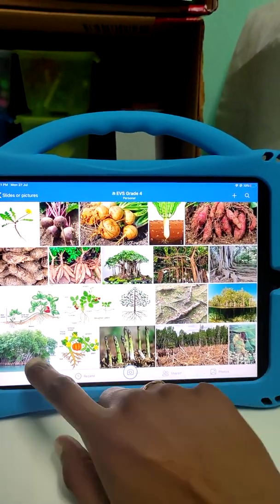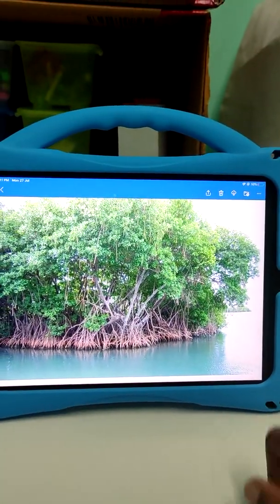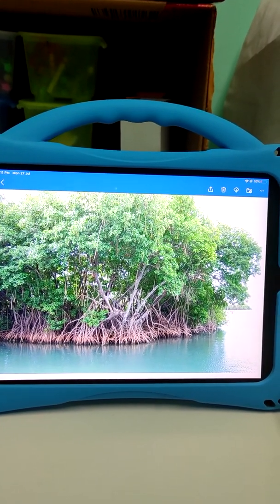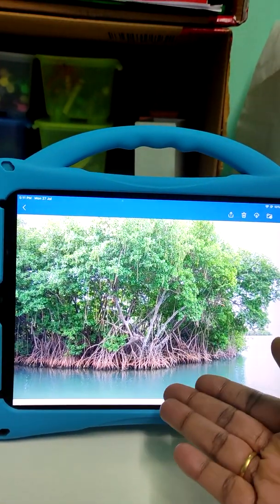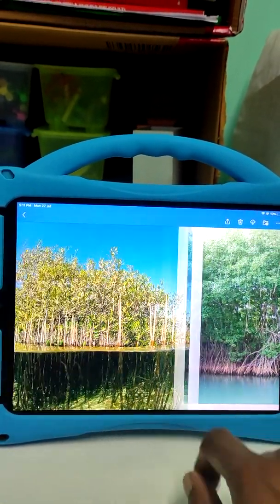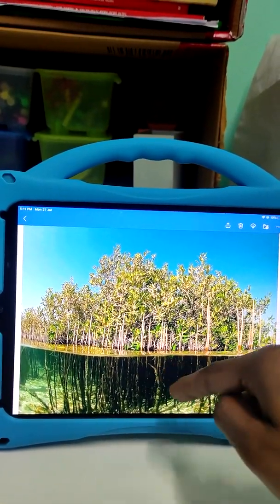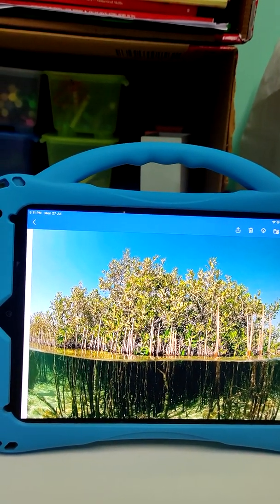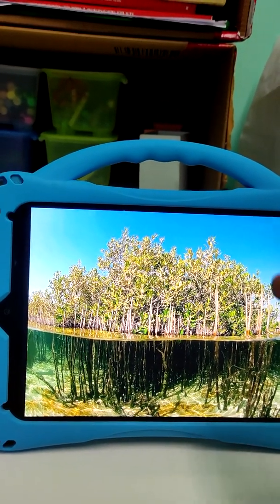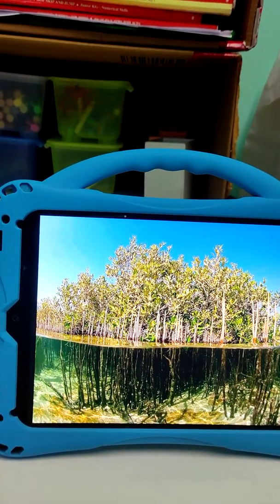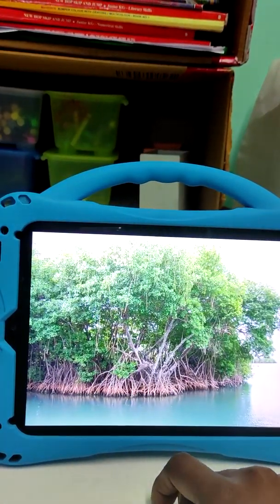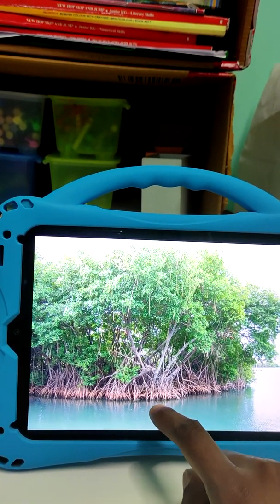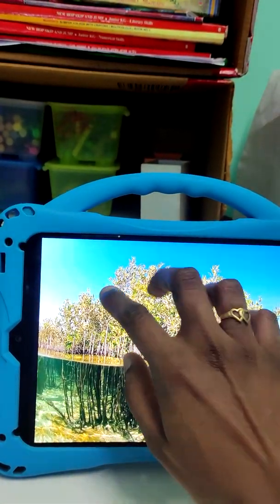And the next type is mangrove trees. The mangrove trees are found in swamps or marshy lands. These mangrove trees grow above the water and their roots are submerged under the water, like you see here. These type of roots hold the trees to the ground under the water, and they also help them to breathe. So the roots of the mangrove trees help them to breathe under the water also.